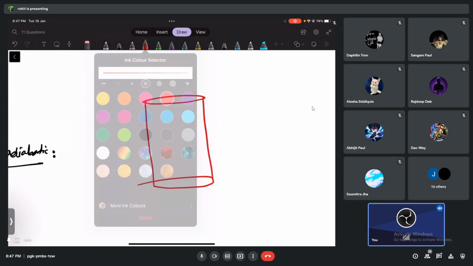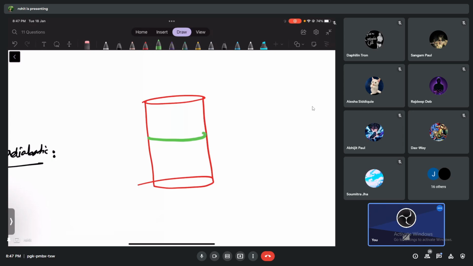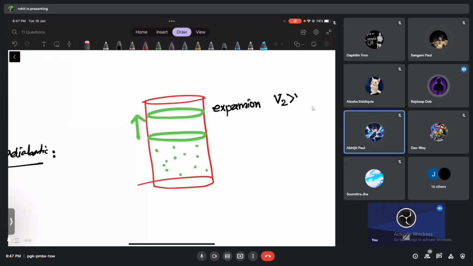Very nice concept it is. So these are the gases. The piston has reached here, from here to here. You know what this is called? This is called expansion. Everybody is clear. So tell me, is V2 greater or V1 greater? Initial or final volume is greater? Final volume is greater.